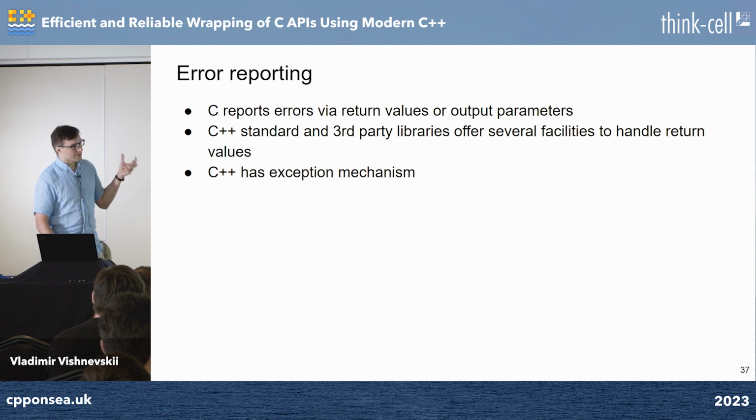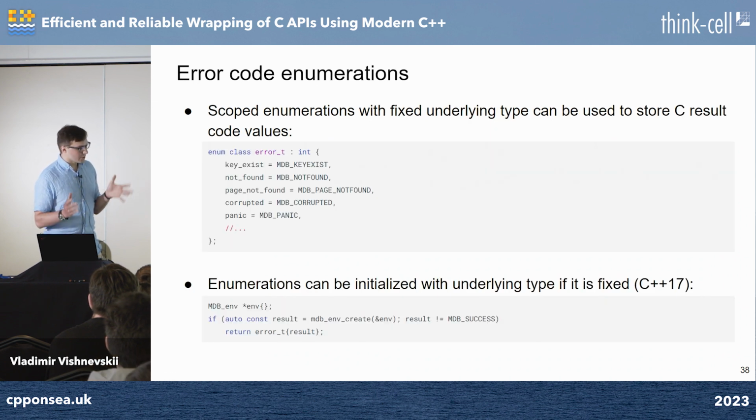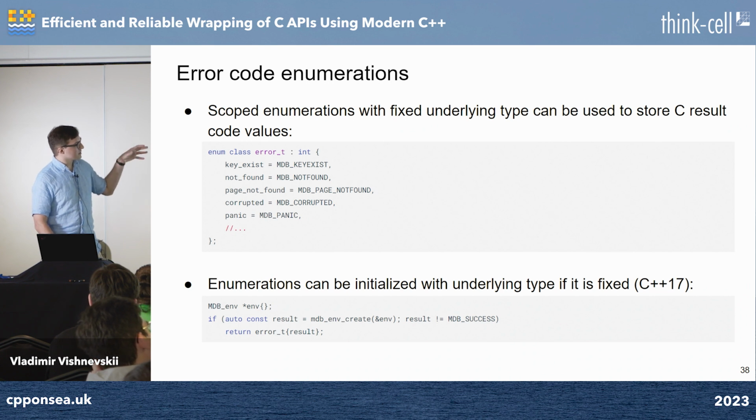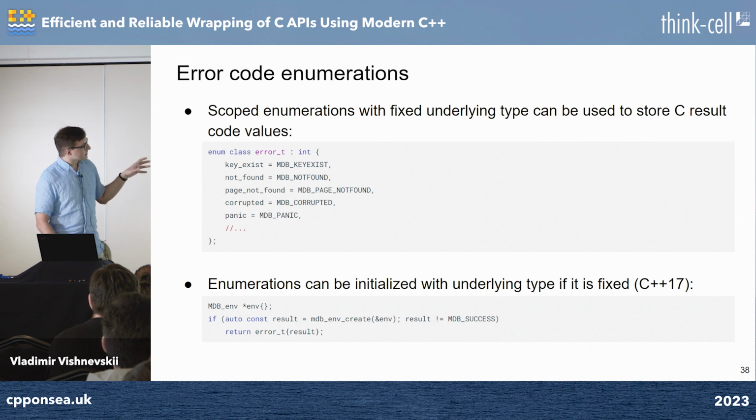C just reports errors either with the return types or with the return values, or it can use output parameters. The C++ standard, especially in C++23, has several facilities to handle return values. C++ also has an exception mechanism. So generally, regardless of what technique we will be using, we need to somehow use the LMDB return codes and adapt them to be used from our C++ repo.